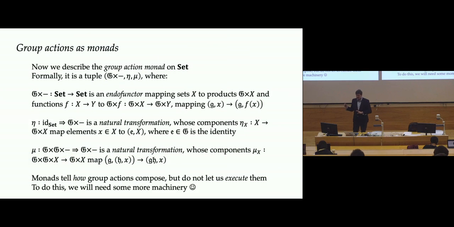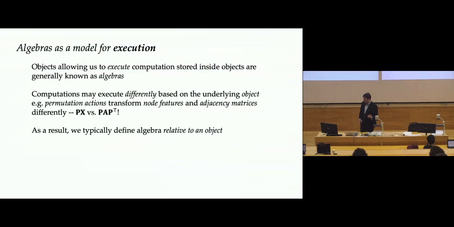So, as we said in the previous slide, we can use this group action monad to track which group action we are performing on our individual items, data of interest. But we haven't told you yet how to execute this group action, actually. To do this, more generally speaking, if you have an object that allows you to execute computations stored inside other objects, in category theory, these kinds of constructs are generally known as algebras. Okay? And one thing that's very important to note about execution, and you've already seen this throughout the course, by the way, is that executing a computation might happen differently depending on what is the object you're acting on.